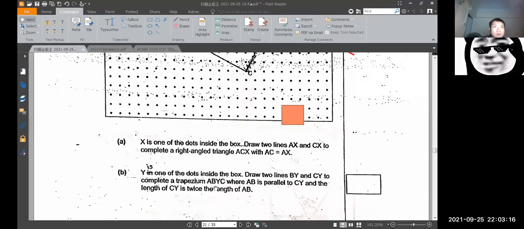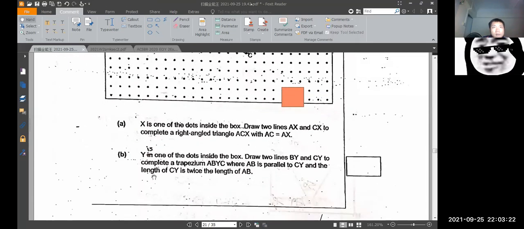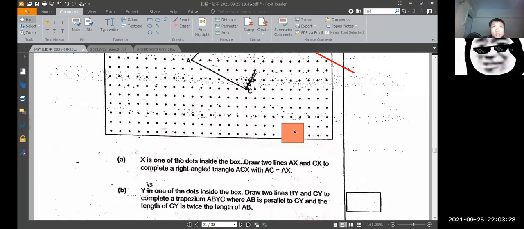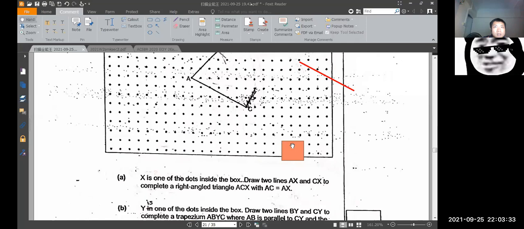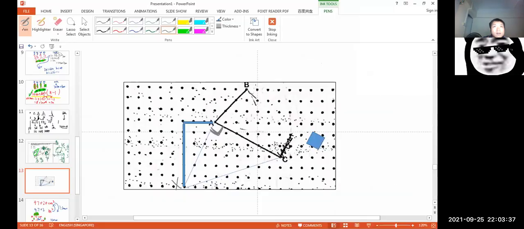You say Y is one of the dots inside the box. Draw two lines BY and CY to complete a trapezium where AB is parallel to CY. This one is simple. CY is twice the length of CB. This one is quite easy. CY is 2 times the length of AB, right?